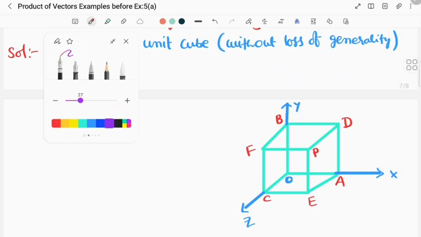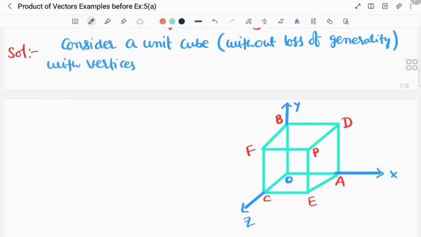Now I am taking the diagonals, any two diagonals they are saying. One I am taking, the easy diagonal OP. Another is either BE or AF. So this angle is theta, the angle between them.